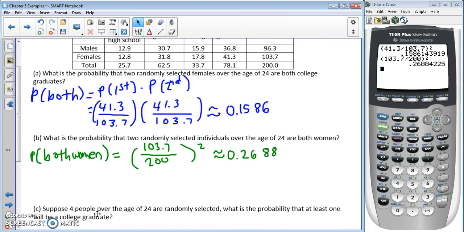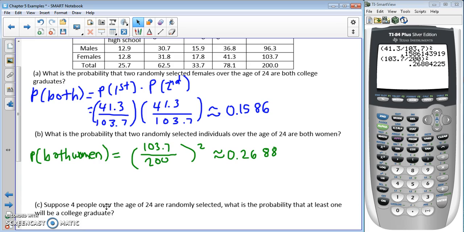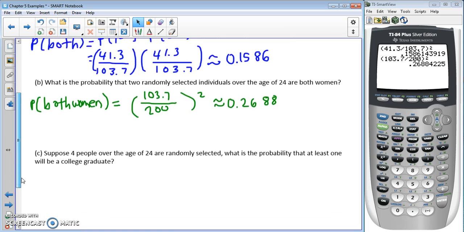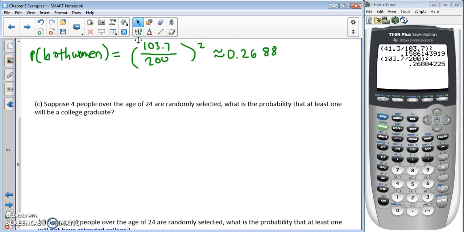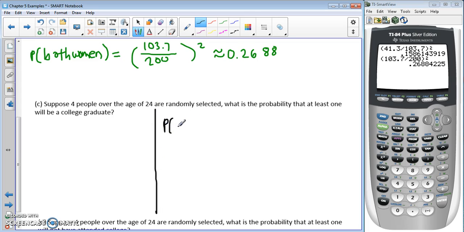So the next problem we have, suppose 4 people over the age of 24 are randomly selected. What's the probability at least one will be a college graduate? It's a little bit different here. So a couple things we need to look at. Let's think about this. The probability that at least one is a graduate is 1 minus, if at least one's a graduate, then the opposite is that none graduated, right?